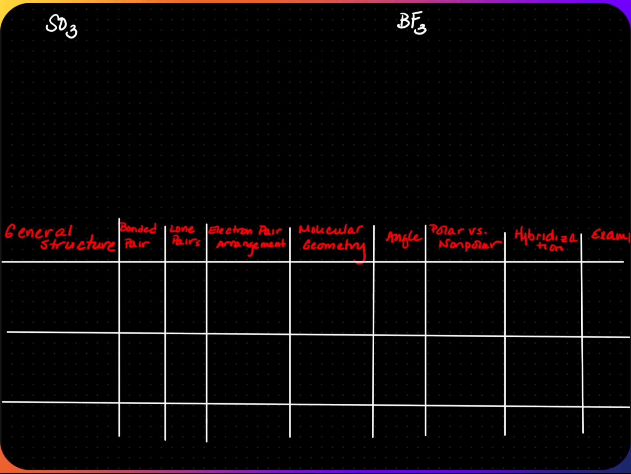So sulfur has 6 valence electrons plus 3 oxygens at 6 each, so there's a total of 24 electrons. The central atom is the least electronegative, which is sulfur. And if I start with a single bond, you realize that I'm going to exceed the octet rule. I need a double bond. If I start with a single bond, I'm going to exceed the octet rule by 2 electrons, and so I know it's going to be a double bond.